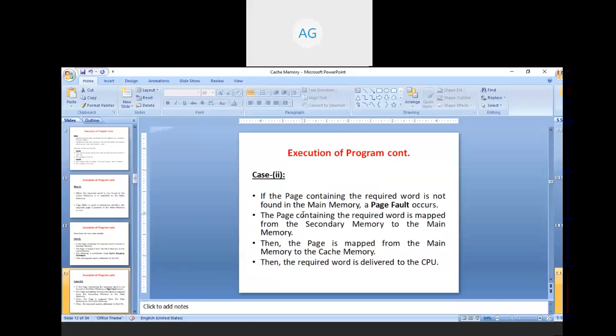The second possibility is that if that word is not found in the main memory, then it is going to search in the secondary memory. Means we need to search that word in level 3 and level 4.